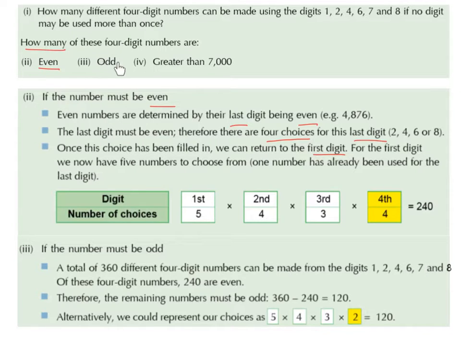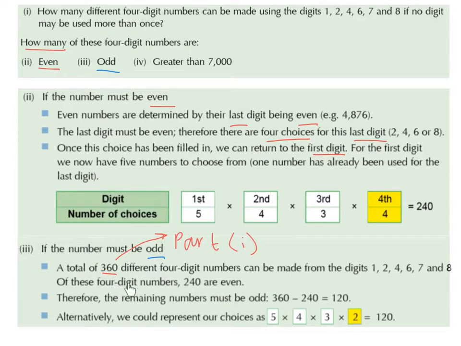Part 3. How many of these 4-digit numbers are odd? So if the number must be odd, a total of 360 4-digit numbers can be made from the digits 1, 2, 4, 6, 7, and 8. So remember, we got this from part 1. We worked out that there were 360 4-digit numbers that we could make using 1, 2, 4, 6, 7, and 8 if there were no restrictions. So a total of 360 different 4-digit numbers can be made from these digits if there are no restrictions.